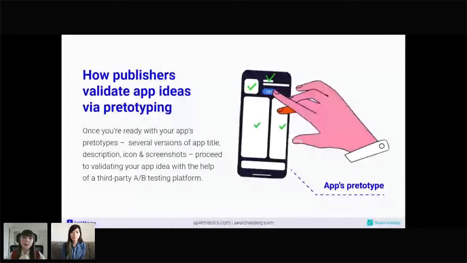And once you're ready with your app's prototypes, several versions of app title, description, icon, and screenshots, you may proceed to validating your app idea with the help of any third-party A/B testing platform.